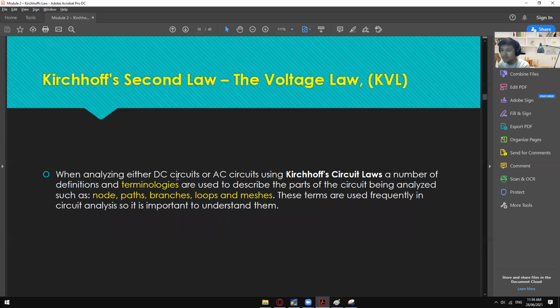Anyway, let's now move on to the terminologies when it comes to solving a Kirchhoff circuit law. We have here the node, which we have already discussed a while ago, and then the path.